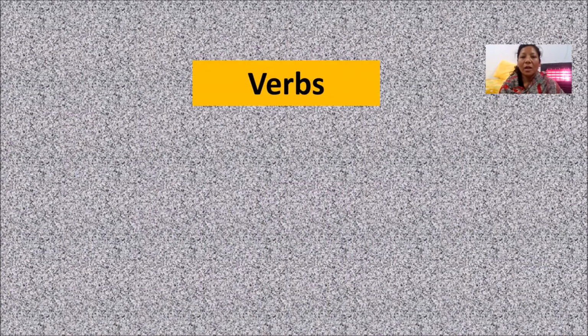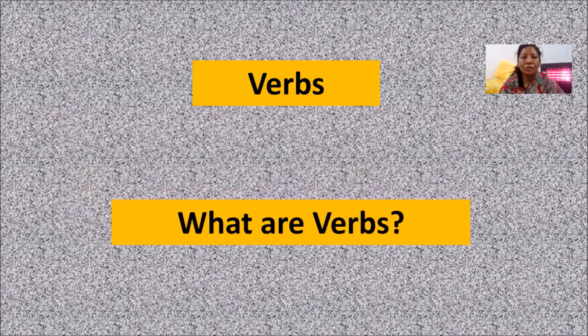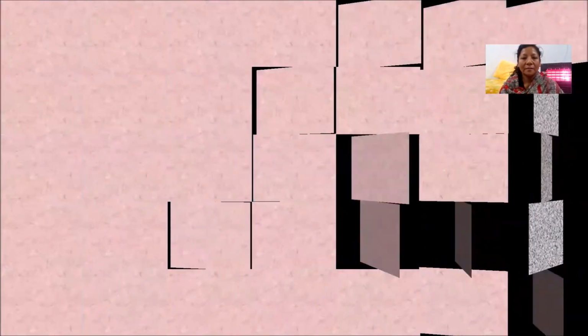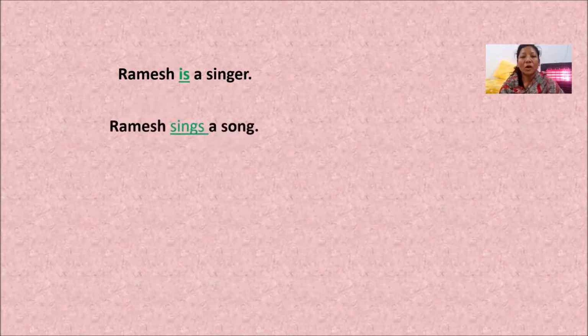Okay, you are learning verbs today. What are verbs then? Do you know what verbs are? What do you think about verbs? Okay, before knowing verbs, let's see these two sentences here. The sentences are: Ramesh is a singer. Ramesh sings a song.